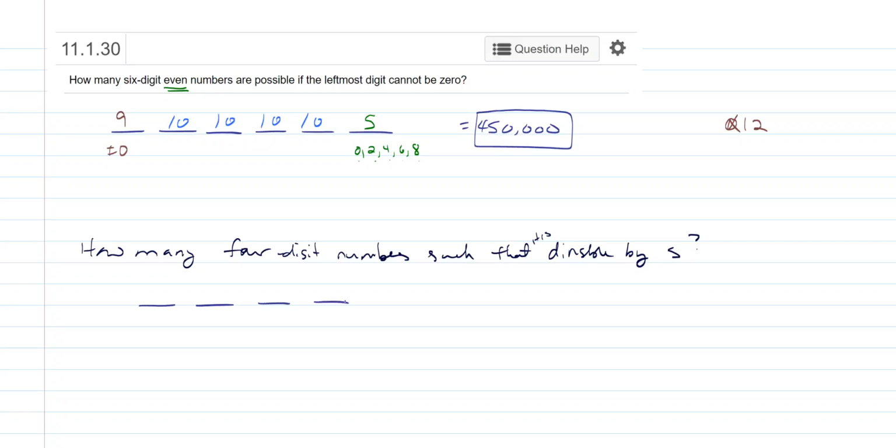So there are my 4 slots. And I know that the first one can't be a 0, so that means there are 9 possibilities here. The last position, in order to be divisible by 5, has to be either a 0 or a 5. So I have 2 choices for the last spot. And again, the 2 in the middle can be any number we want. Multiplying these together, 9 times 2 times 10 times 10, I get 1,800. So 1,800 such numbers.